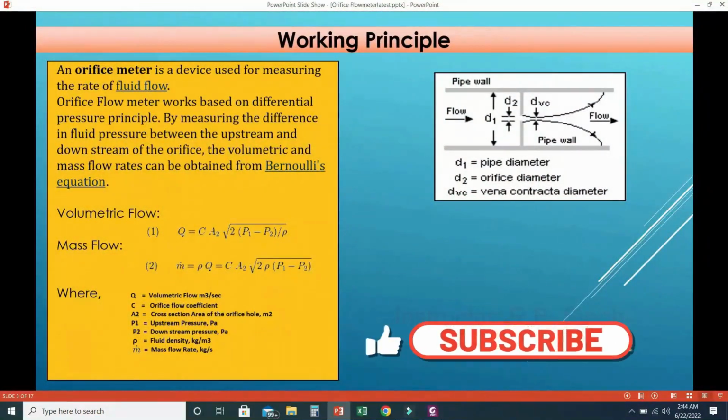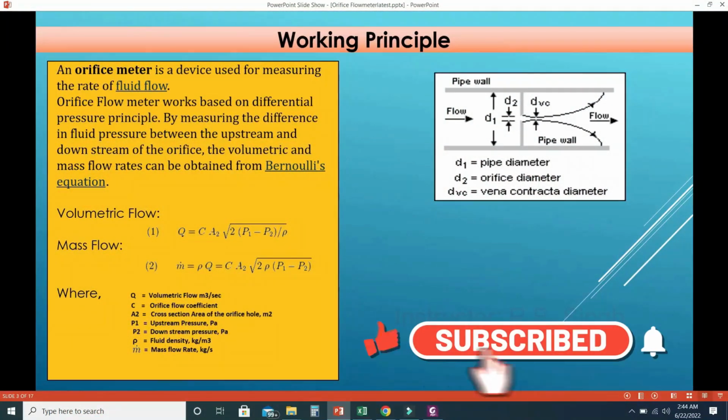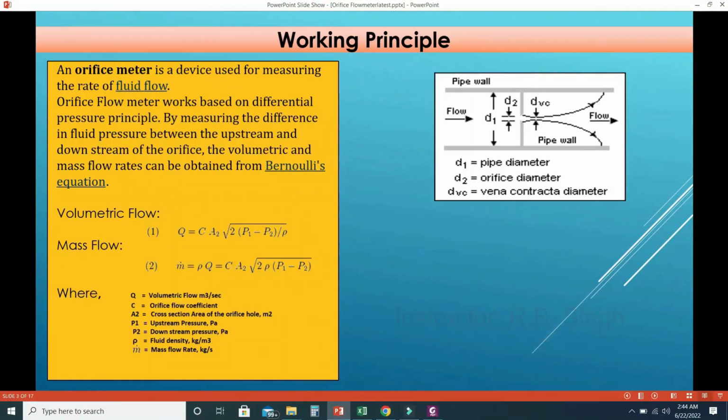Working principle of orifice meter. An orifice meter is a device used for measuring the rate of flow, whether it is liquid, gas or vapor. The orifice flow meter works based on the differential pressure principle. By measuring the difference in fluid pressure between the upstream and downstream of the orifice, the volumetric flow can be calculated, and further it can be converted into the mass flow rate.